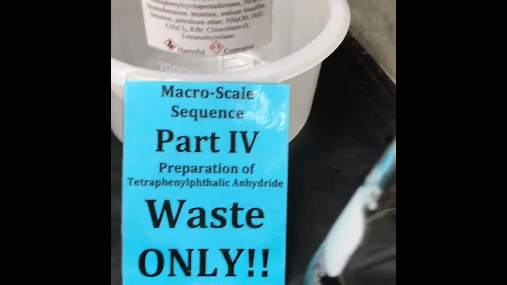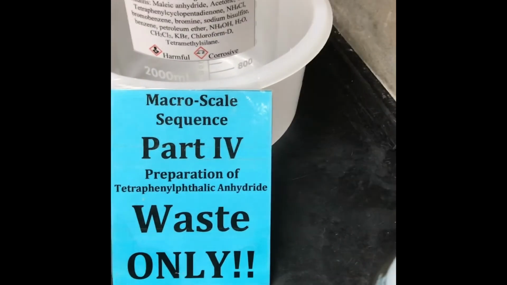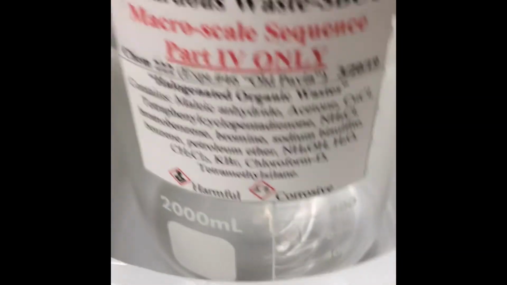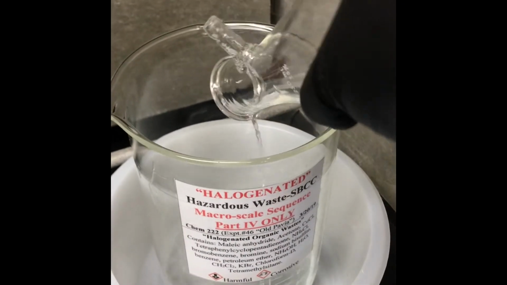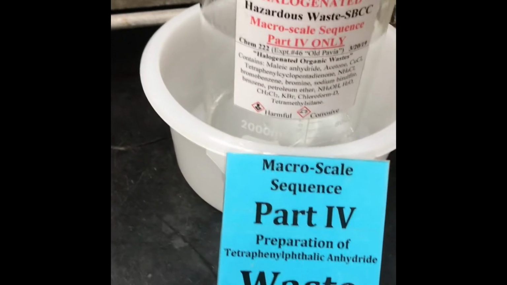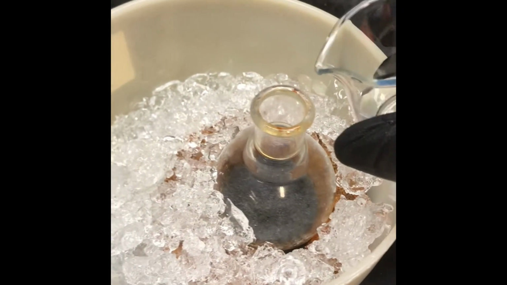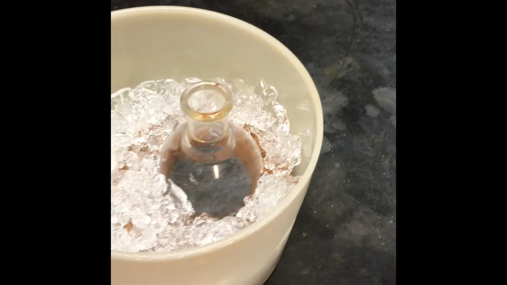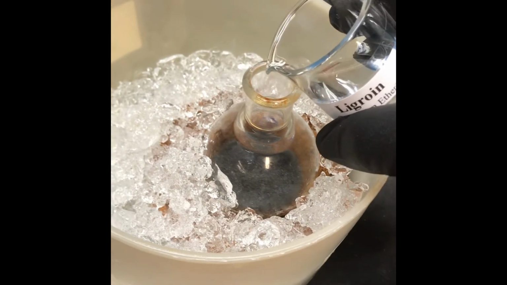And what we want to do is, let's see, macro scale sequence part 4, preparation of tetraphenylphthalic anhydride. That's us. Sodium bisulfite on there, and yes it is. So I can go ahead and get out of my way. Perfect. So I'll go ahead and leave this right here for now. So now what I need to do is throw about 7 mils inside of this cooled flask. 7 mils of Ligroin. It's also known as petroleum ether, and little fun fact, doesn't have ether in it.